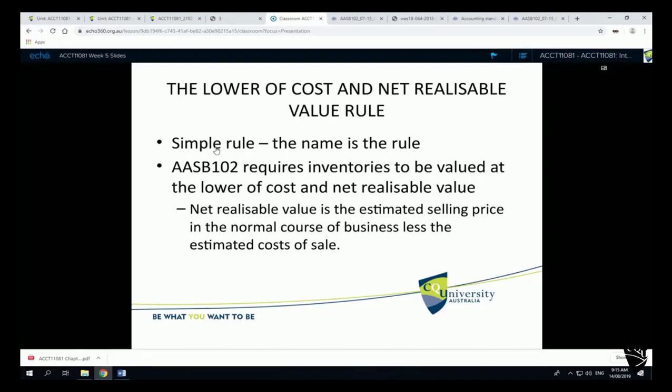We have to credit our inventories. So the journal entry to write them down would be to credit the inventories and debit an expense. Okay, now I'm going to pick up on that again when I show you Wesfarmers. In the notes, they actually tell us how much they've had to write down to net realisable value.